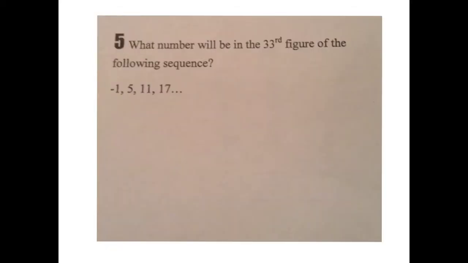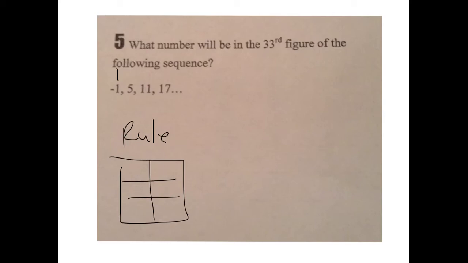So what number will be in the 33rd figure? So you could try to continue this out 33 times, or you could try to come up with the rule. If I couldn't find the rule, I would go out 33, but to find the rule, all you have to do is create a table. The first number is negative 1. The second number is 5. The third number is 11. And the fourth number is 17.